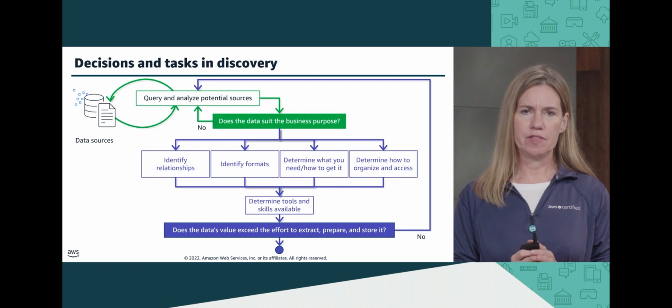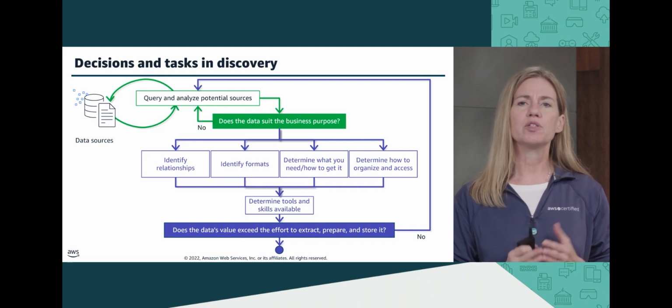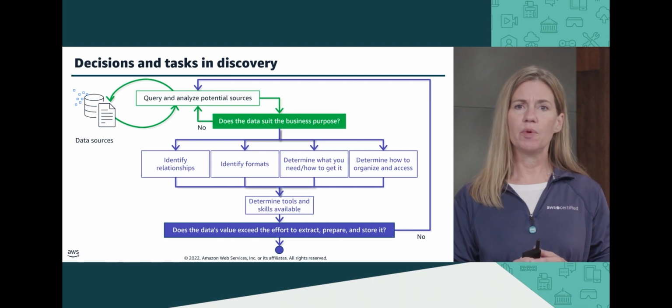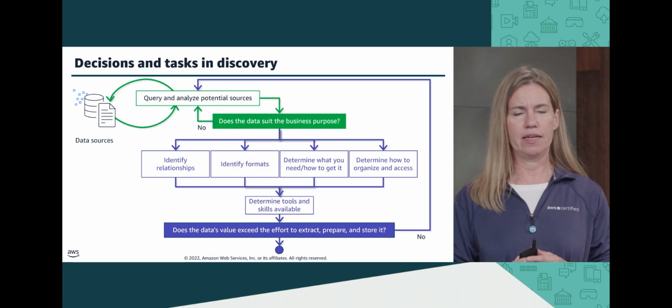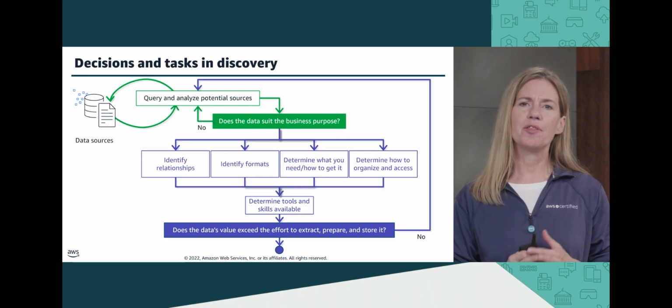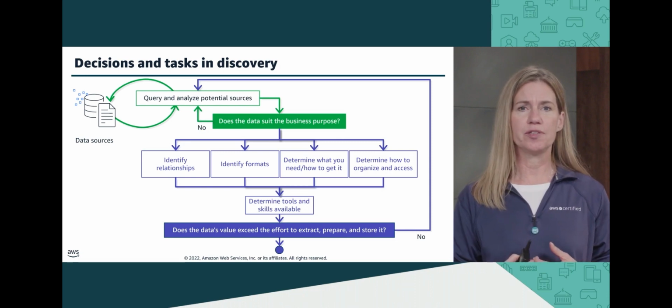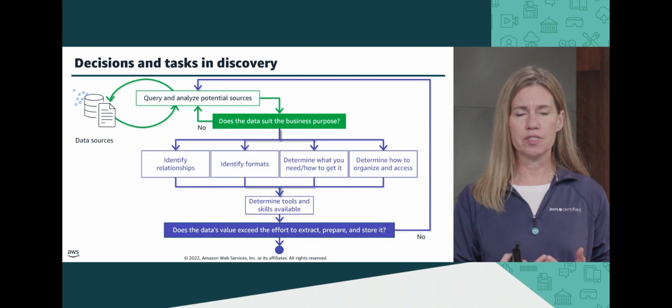Based on your analysis of the data relationships, formats, and organizational requirements, determine what tools you need. Also, determine what you have available to store, secure, transform, and query the type of data in each source. Consider whether you have the skills and resources that are needed to extract data from the source and prepare it for use. Based on these discovery activities, you might decide to work with the source, or you might determine that the effort and cost to extract and prepare the data for the intended purpose doesn't provide enough value.